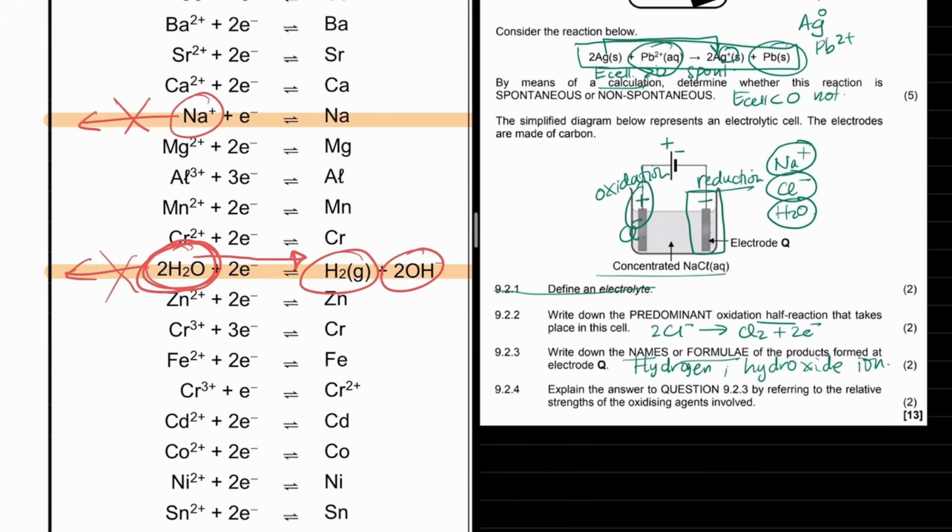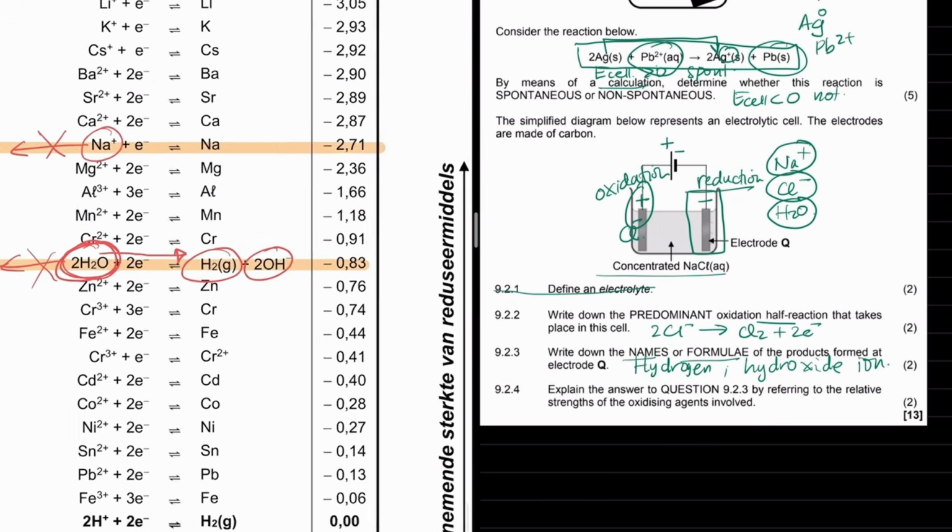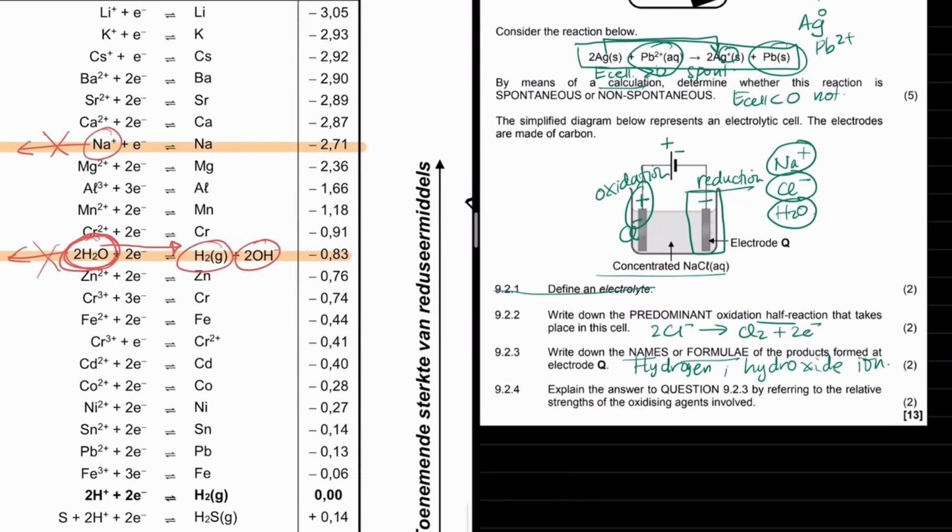And they want to know, explain the answer by referring to the relative strength of the oxidizing agent. Since H2O is lower down, H2O is a better oxidizing agent, meaning it's going to be reduced. As we can see, it was lower down, so it's going to be reduced.